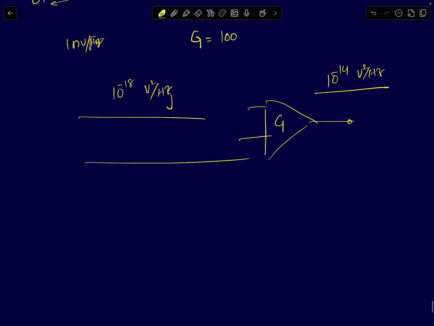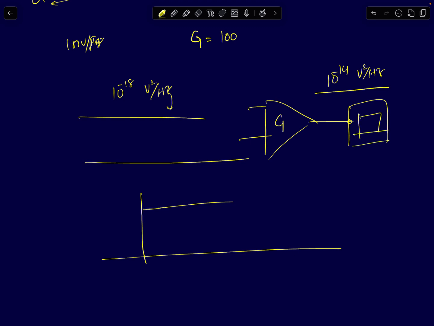So you will have to multiply. If I want to find the noise power totally, because I'm passing it through an anti-alias filter with a cutoff frequency of 0 to fs by 2, which will be 50 kilohertz, the noise will be spreading till 50 kilohertz. And this will be 10 power minus 14 volt square per root hertz.